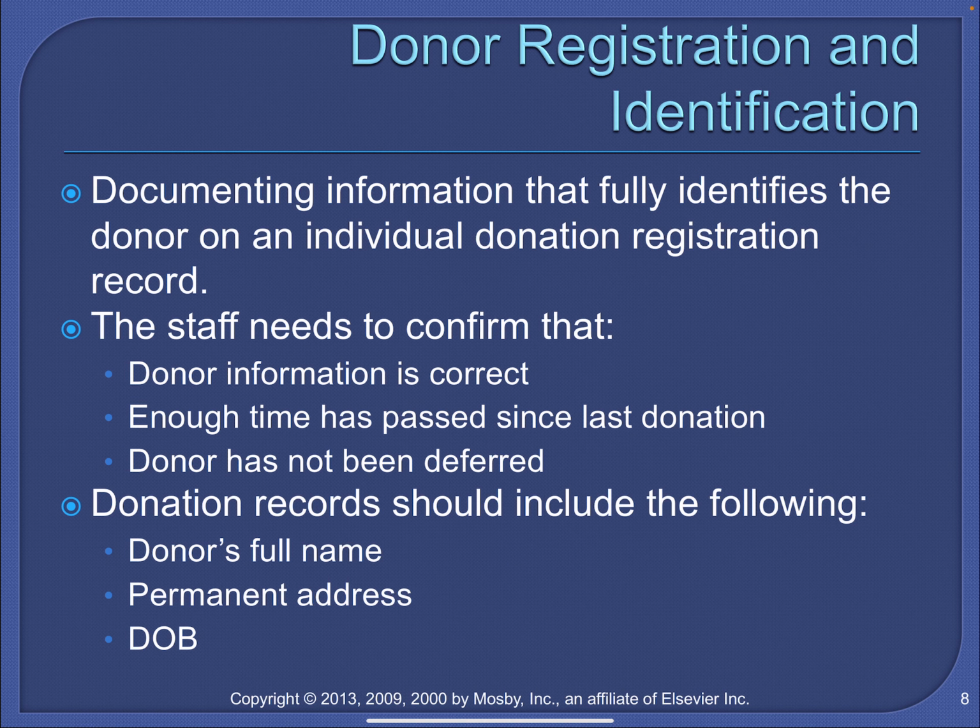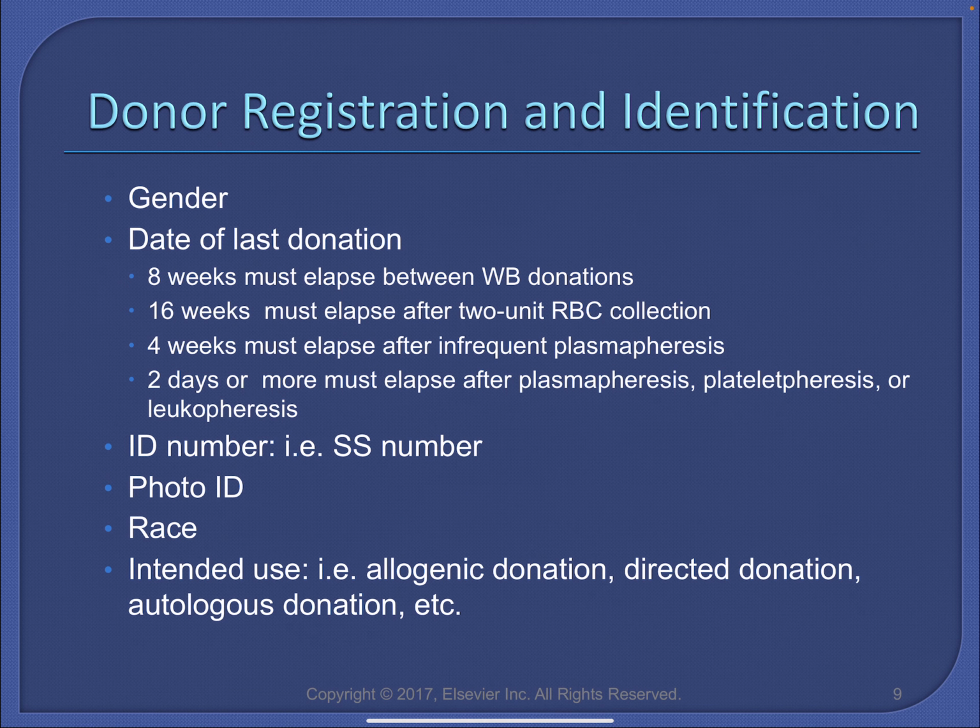Any additional information that we may include is a unique identification number. We could include a social security or a driver's license number, a positive identification, which is a photo ID, the donor's race. Why do we need the donor's race? This is useful when we want to select donor units for patients that require certain phenotypes that are rare. So the race could be very helpful for them.